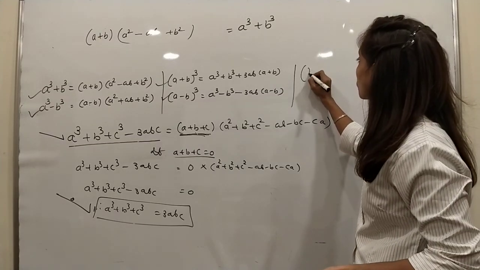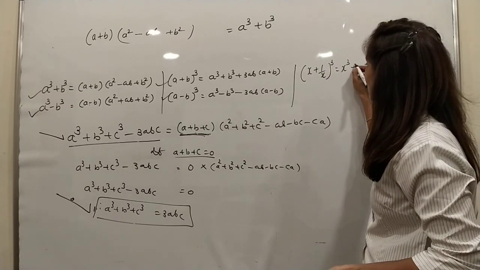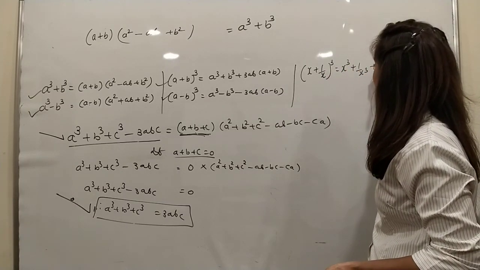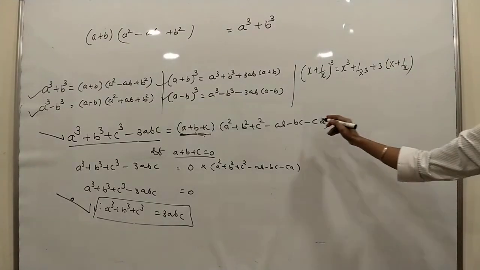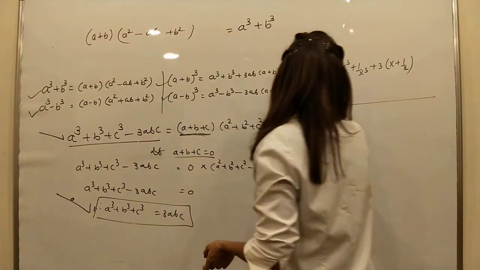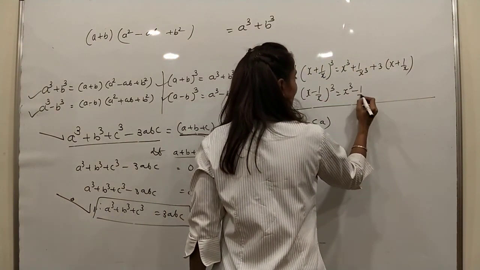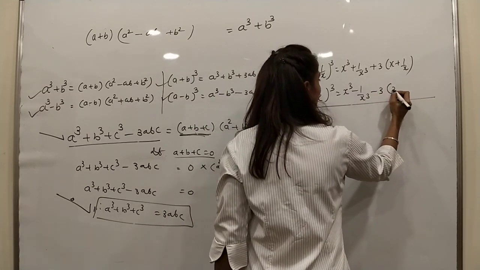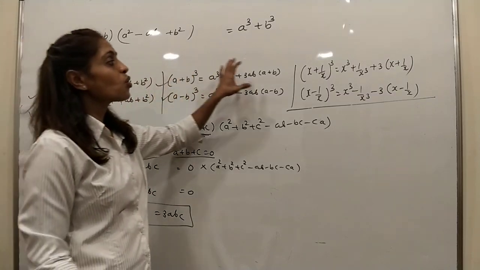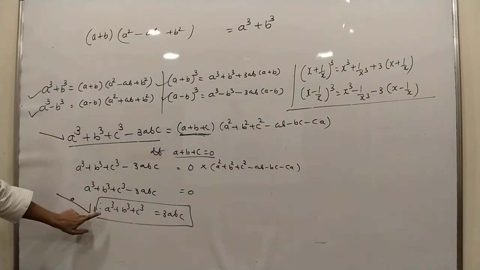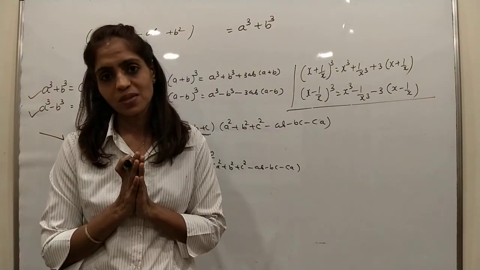And another formula is x plus 1/x the whole cube is equal to x cube plus 1/x cube plus 3 times x plus 1/x. This is the formula of x plus 1/x the whole cube, and x minus 1/x the whole cube is equal to x cube minus 1/x cube minus 3 times x minus 1/x. Total 2 to 4, 5, 6, 7 and 8 are the formulas that you have to write 25 times.